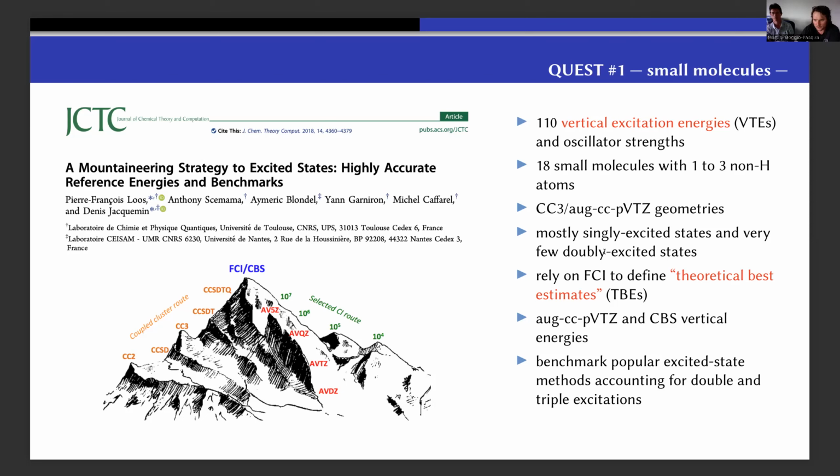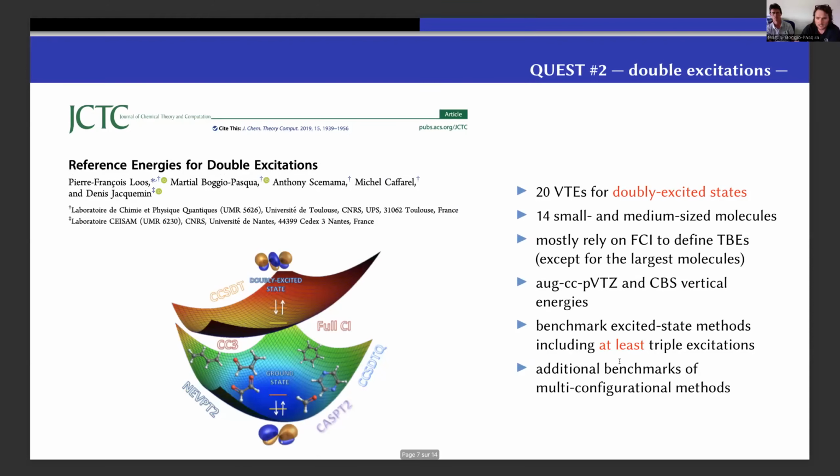And based on those reference values, we could actually benchmark popular excited-state methods, including double and triple excitations: coupled cluster, ADC, and CIS(D), or whatever you want. For example, we discovered that CC3 is usually very accurate for singly excited states. And so with time, we started building up this database.